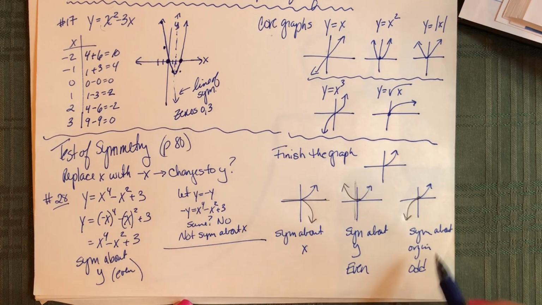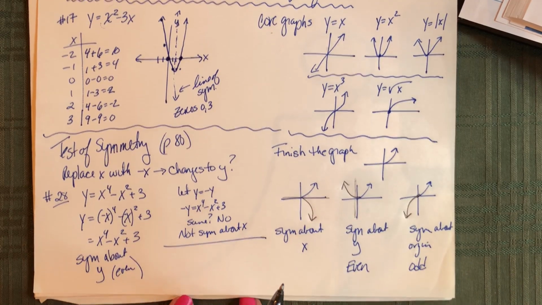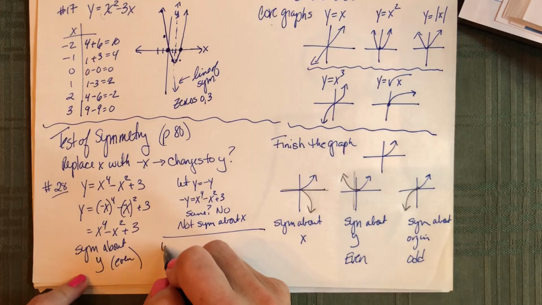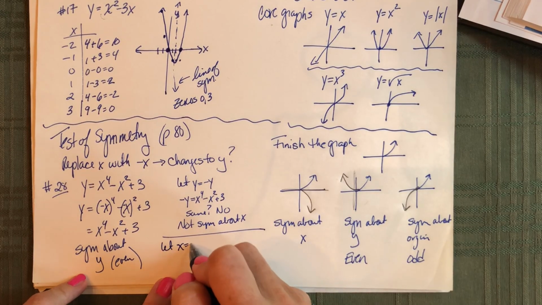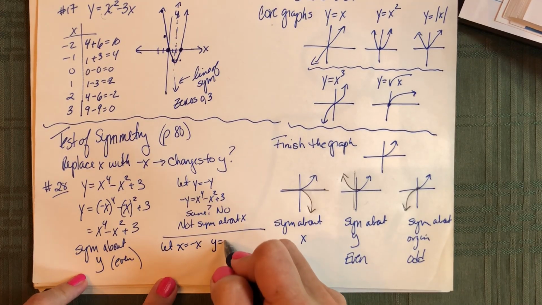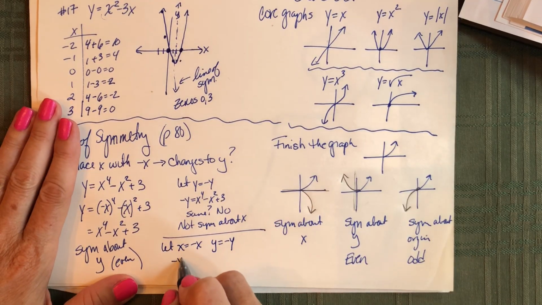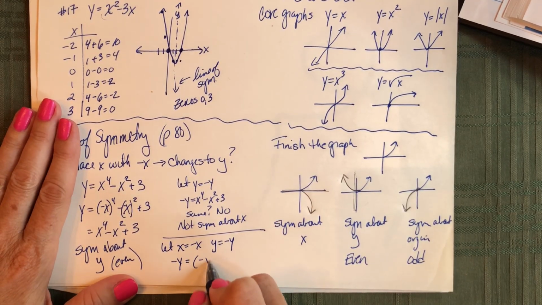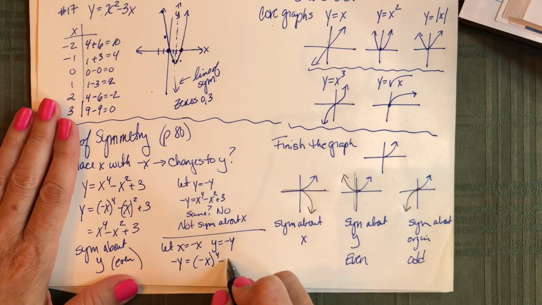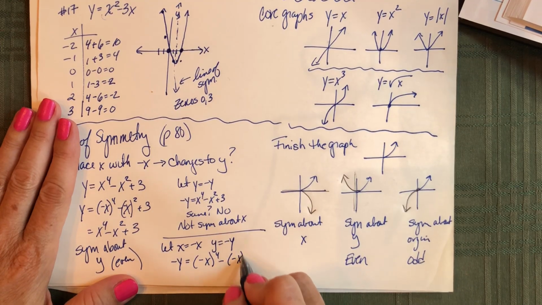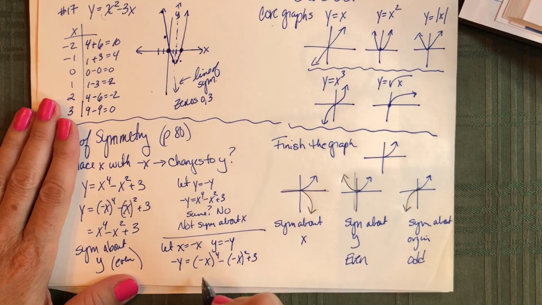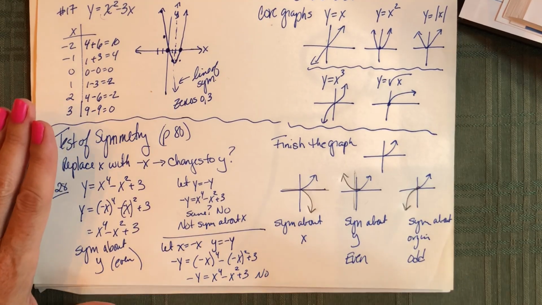And the last one, symmetric about the origin, what you're going to do is let x equal the opposite of x and y equal the opposite of y. Now, we know this is not going to work. I feel like I'm wasting my time, but for the sake of argument, I'm going to go ahead and do it anyway for you. All right, so is this the same? Did my problem change? Yeah, no, it's not the same, all right?